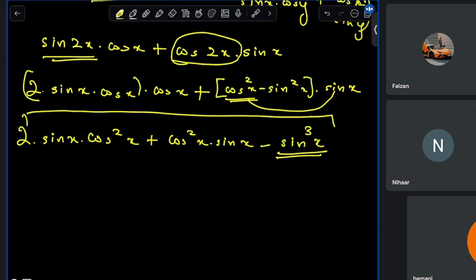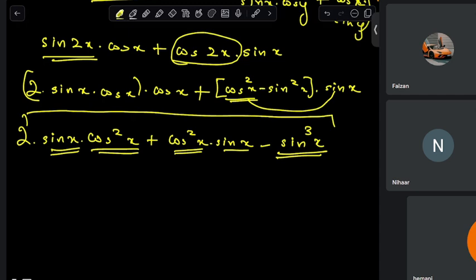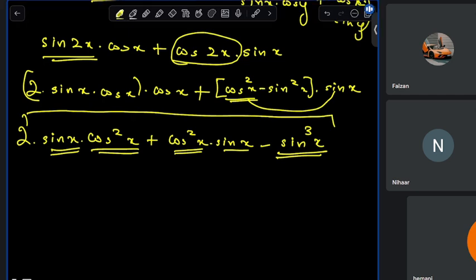Next to 2, what are the terms there? Cos square x and sin x. Correct? Here also, cos square x and sin x. Don't you think the same thing is being repeated here? Yeah, same thing. But in the second part, you can't see any number. But by default, what number is there? 1. Got that? Here also there's 1, correct?